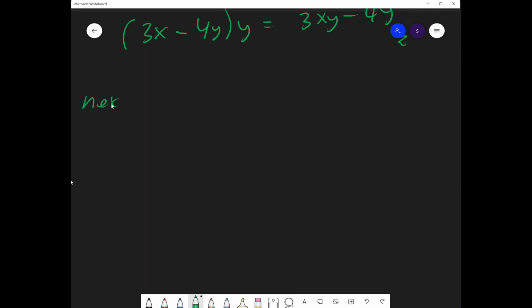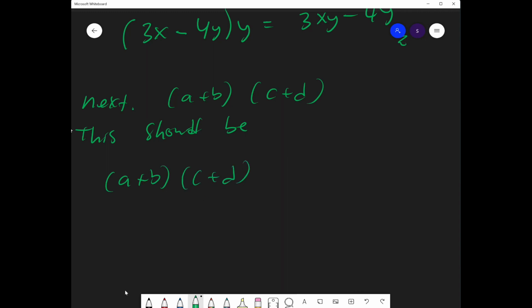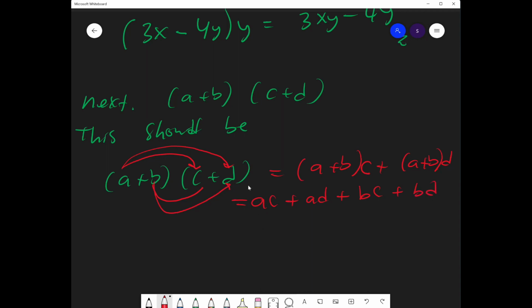And next, let's move to a plus b times c plus d. This can be simplified using a plus b in the bracket times c plus a plus b in the bracket times d, or you can just multiply this by this to become ac, this by this to become ad, this by this to become bc, and this one to this one to become bd.